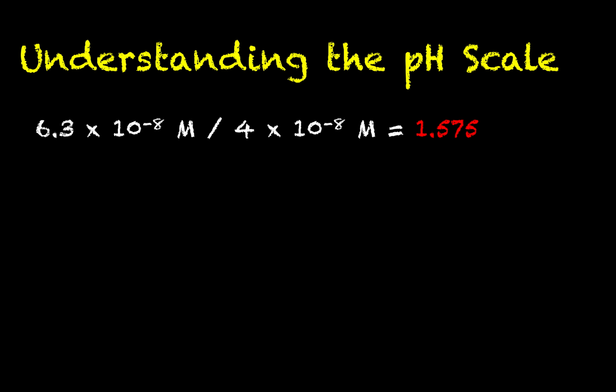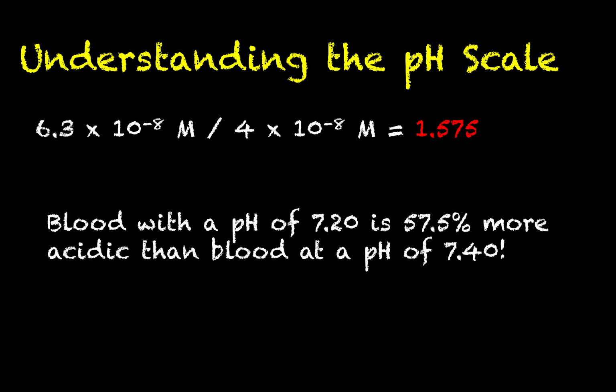Now, if we take the ratio of these two numbers, 6.3 times 10 to the minus 8th, which is the hydrogen ion concentration at a pH of 7.2, and put it over 4 times 10 to the minus 8th, which is the hydrogen ion concentration at a pH of 7.4, we get a number of 1.575. So basically, our interpretation of this is that at a pH of 7.2, the blood plasma would contain 57.5% more hydrogen ions than blood at a pH of 7.4.